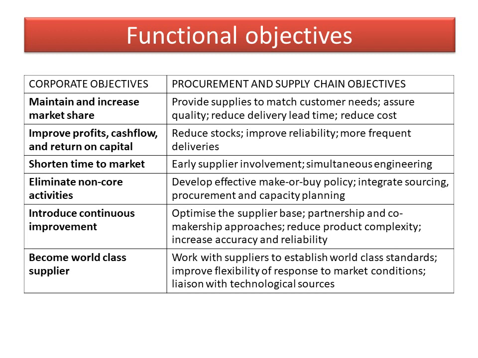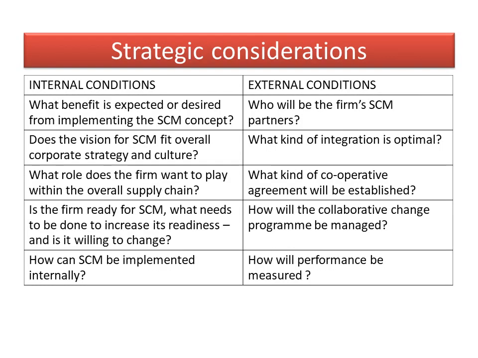So that's a useful slide that links possible corporate objectives with more functional procurement supply chain objectives, and there's some key measures there that are very important. Strategic considerations: we need to look internally and externally at aspects of supply chain management and whether they fit with the environment and with where the company's going.